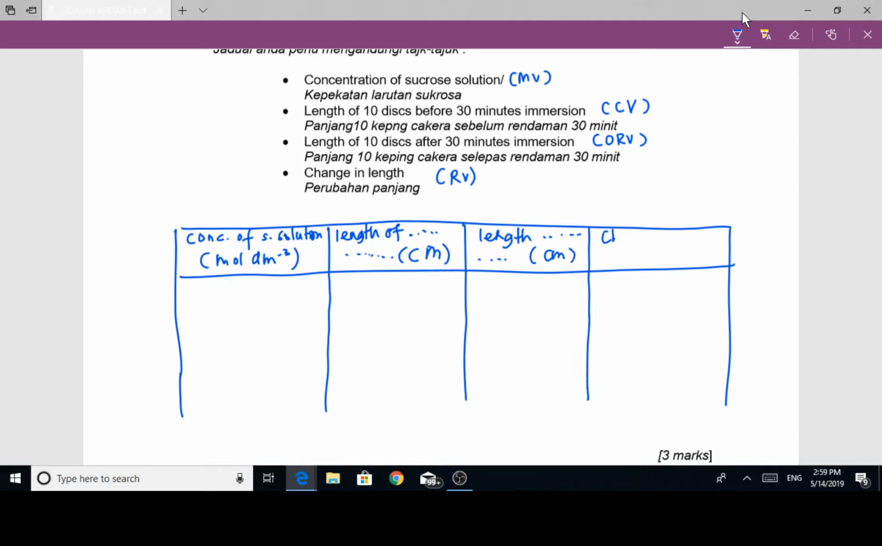And finally, you have the change in length. You don't have to write a formula here. The most important thing is to state the unit, which for change in length is centimeter. So I start from 0.0, 0.2, 0.4, 0.6, and 0.8.